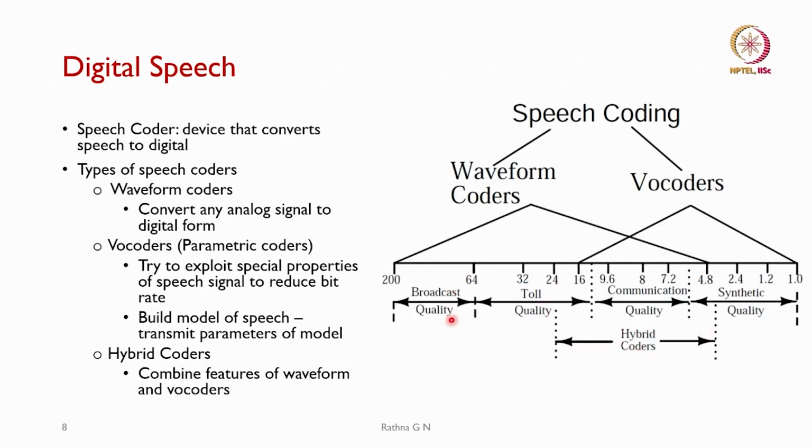When you want to use both of them, you can generate hybrid coders in this domain. Waveform coders convert any analog signal to digital form, whereas vocoders, which we call parametric coders, try to exploit special properties of the speech signal to reduce bit rate, and they build a model of speech and transmit the parameters of the model. The hybrid coders combine features of both waveform coders and vocoders.